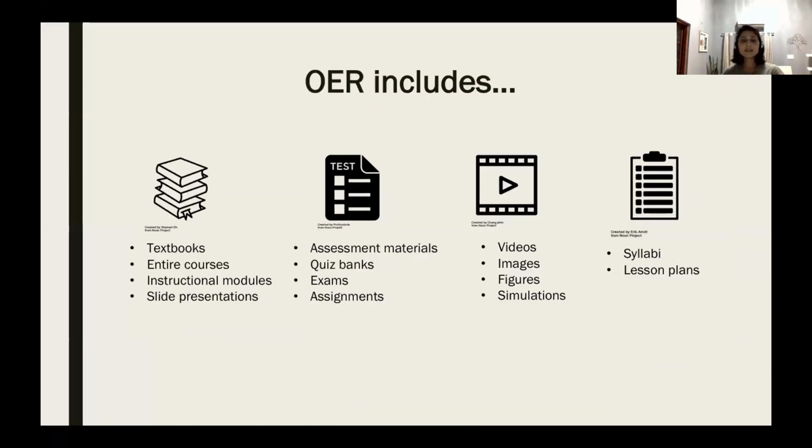Now, what is OER and what exactly does OER include? Not necessarily is OER only the textbooks or only the material available on the web. It could be in different forms. So here I've listed some of the resources which could be OER: a textbook, an entire course, some modules, even PPTs, assessment materials, quiz banks, video, images, syllabi, lesson plans. So anything coming under this paradigm could be included as OER material.